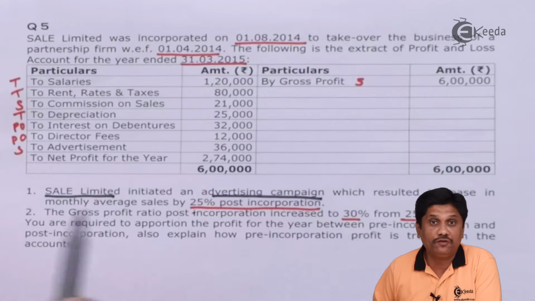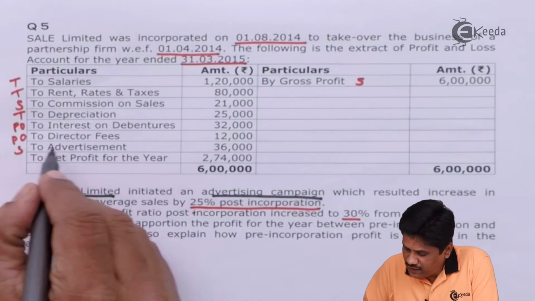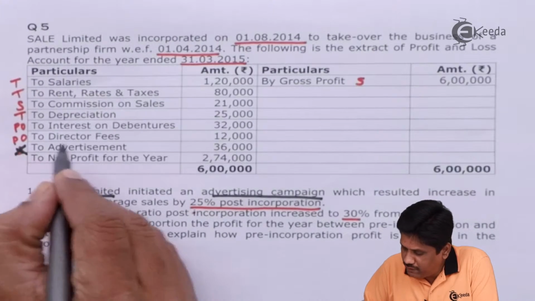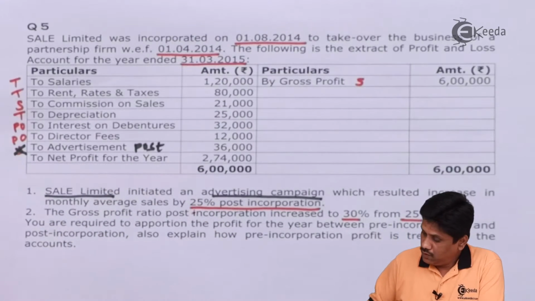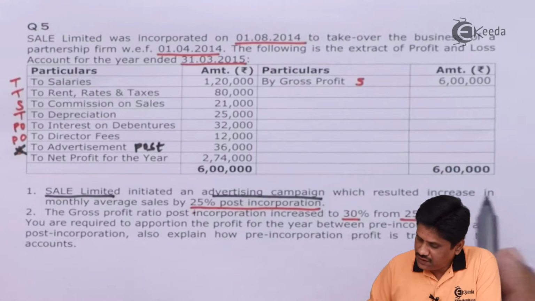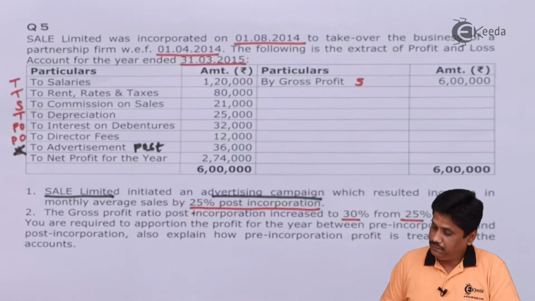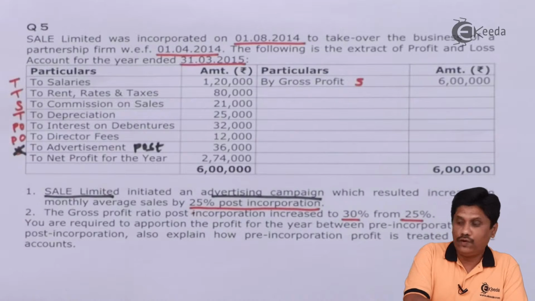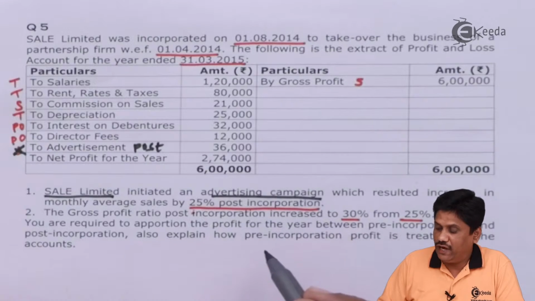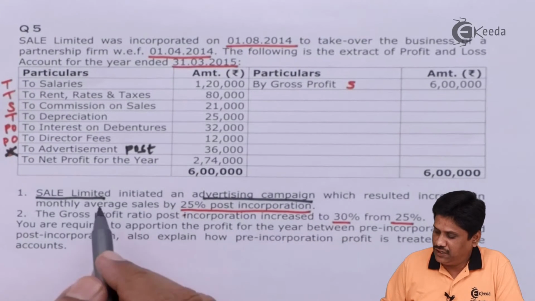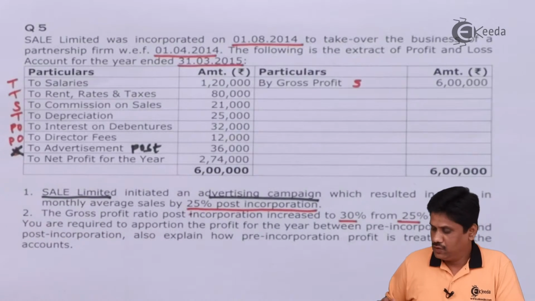an advertisement campaign. That means advertisement expenses are incurred by the company. So one thing is certain, advertisement will not be taken to sales ratio, it will be taken directly to post, which resulted in an increase in the monthly average sale by 25% in post-incorporation period, of course. So we'll work out sales ratio with the help of this information. And one more thing I have pointed out, that advertisement campaign is initiated by whom? SAIL Limited. So advertisement expenses will be taken directly to post.